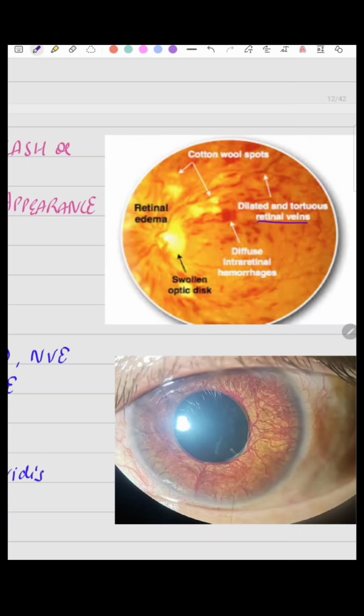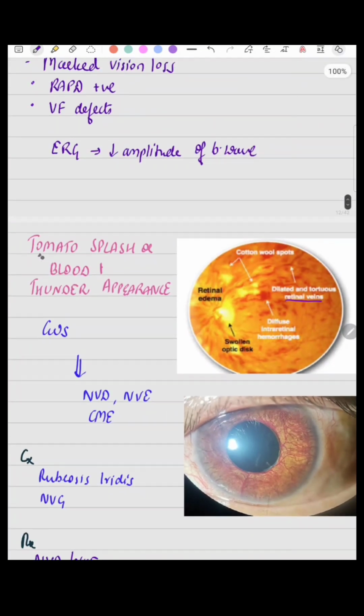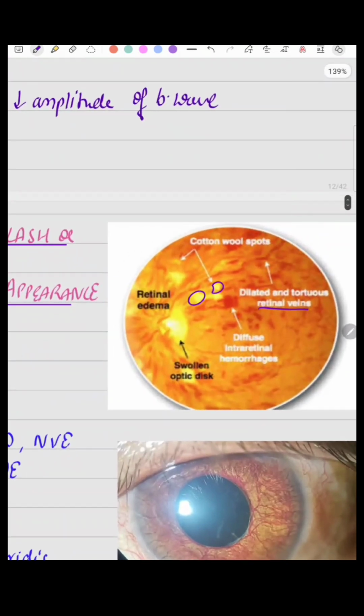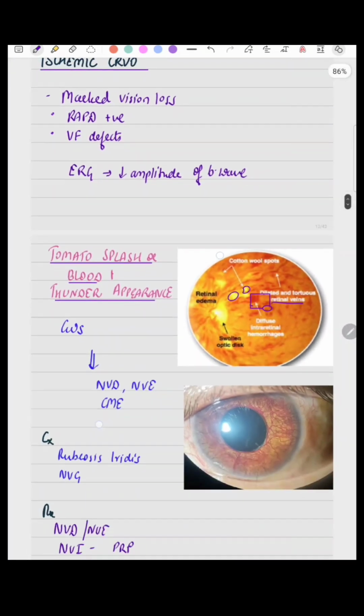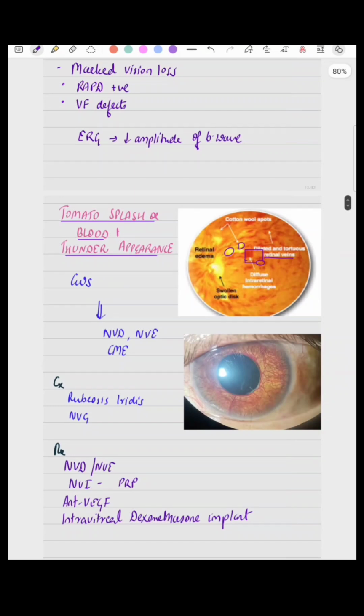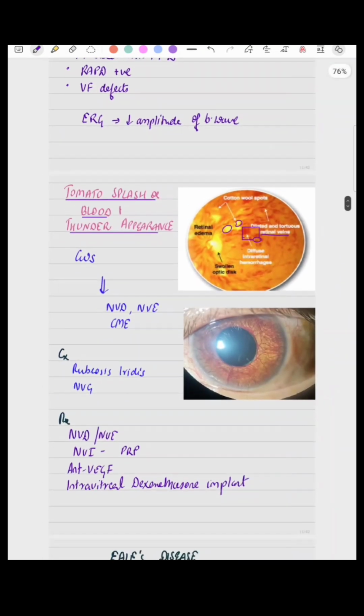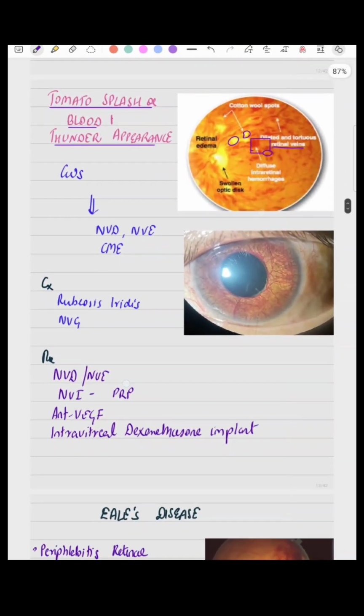Then the whole fundus is full of hemorrhage. It is typically known as the tomato splash or blood and thunder appearance. And then there are multiple cotton wool spots, and marked macular hemorrhage and edema will be present. In late stages, there is marked sheathing around the veins and collaterals around the disc, neovascularization of the disc or neovascularization elsewhere.